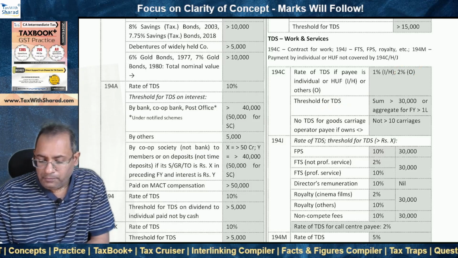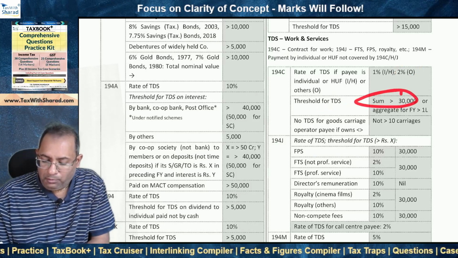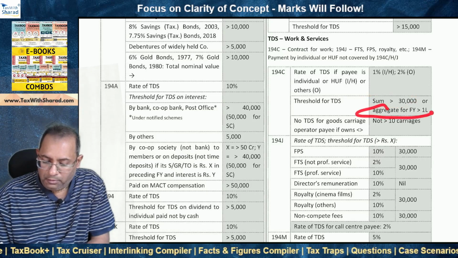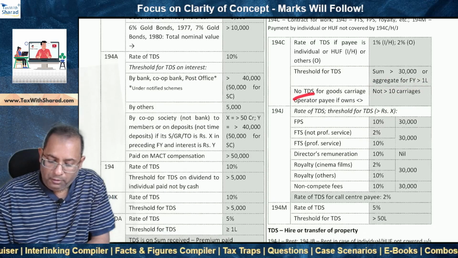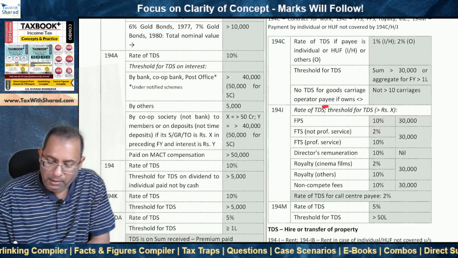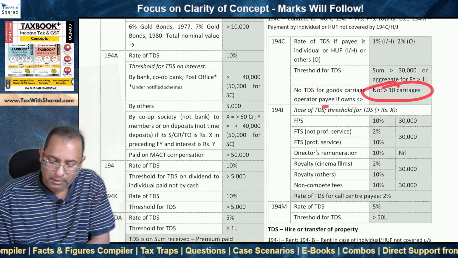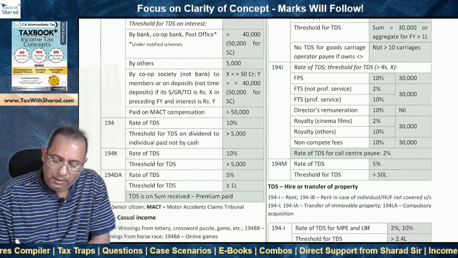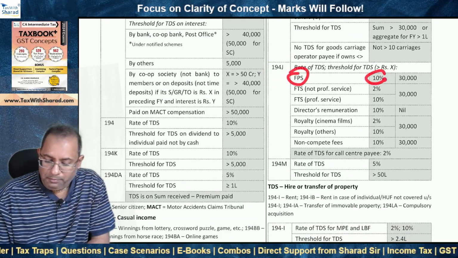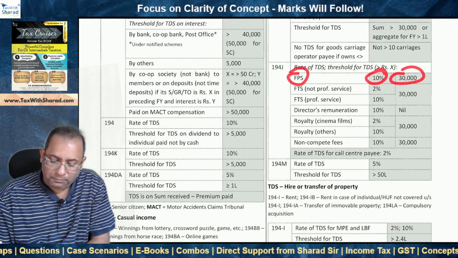Threshold for TDS is where the sum is either more than 30,000 or the aggregate for the financial year is more than 1 lakh. No TDS is leviable for a goods carriage operator payee if he owns not more than 10 goods carriages. 194J, rate of TDS in case of fees for professional services is 10% and the threshold is 30,000.